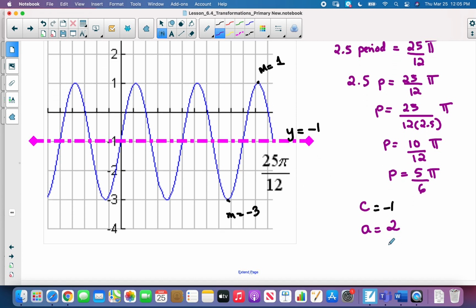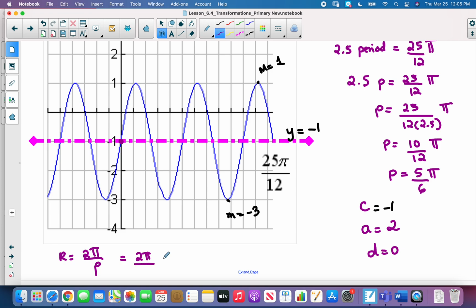And we have to see where it starts. It starts right here. So it's like a sine function. It starts right there. So our d value is 0. So I have a, I have c, I have d, and I need to find k. k is going to be 2 pi divided by the period, because, you know, p is equal to 2 pi over k, so k is 2 pi over p.